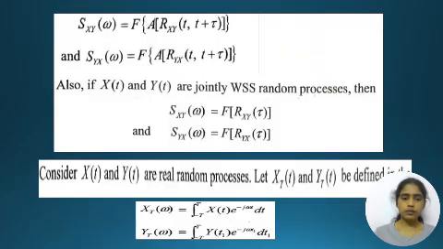Sxy of omega equals F of A into Rxy of t comma t plus tau, and Syx of omega equals F of A into Ryx of t comma t plus tau. Also, if x of t and y of t are jointly WSS random processes, then Sxy of omega equals F of Rxy of tau and Syx of omega equals F of Ryx of tau.